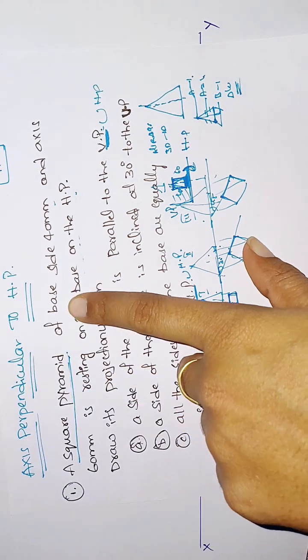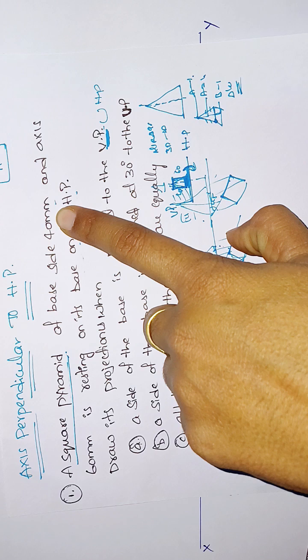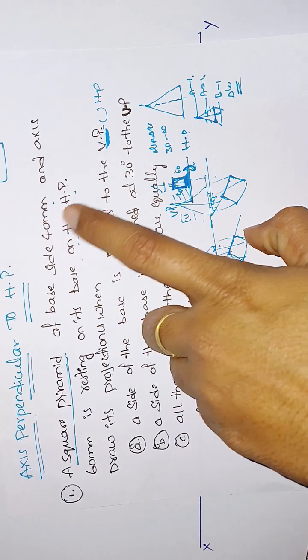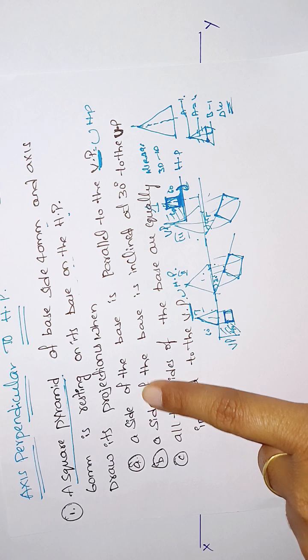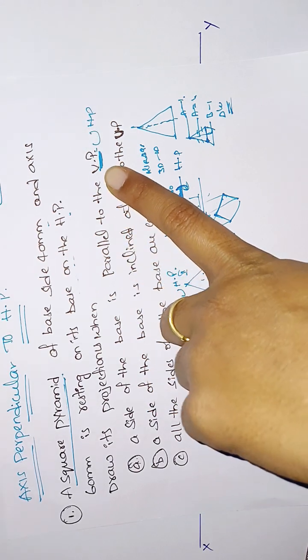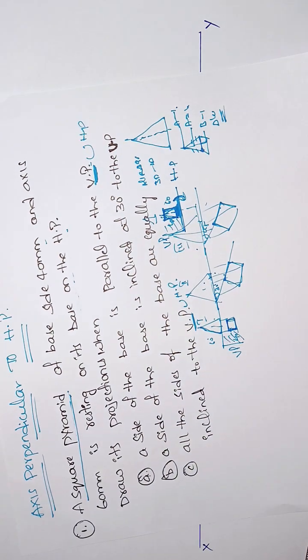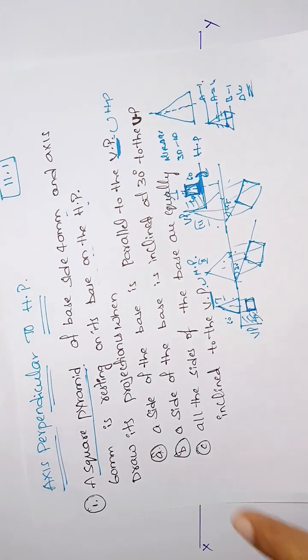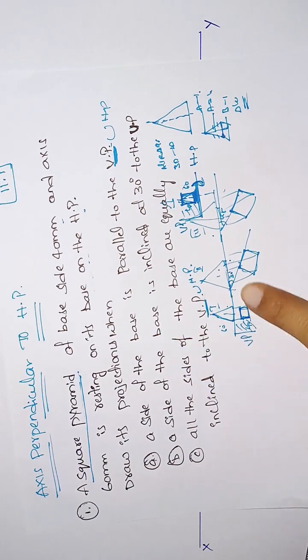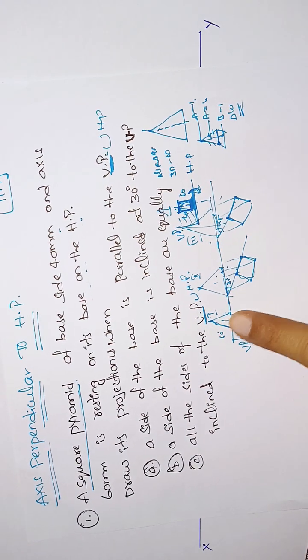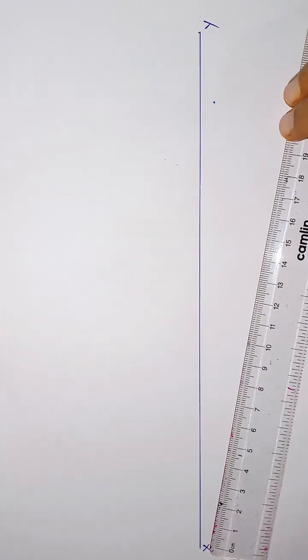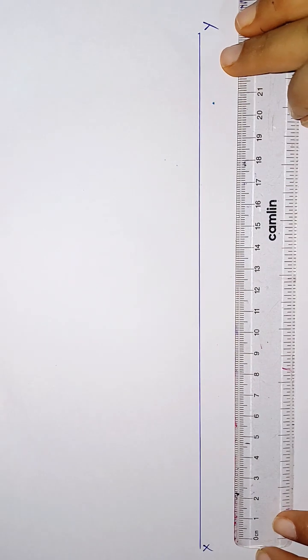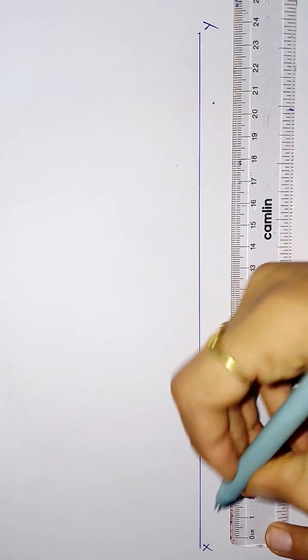The square pyramid has a base side of 40 mm, so draw 40, 40, 40, 40 for the sides, and the axis is 60 mm, resting on the HP. A side of the base parallel to VP means it is situated on HP. So draw the first square on the downside of the reference line in the first stage, and next draw the axis line, then draw the pyramid, with four sides of 40.